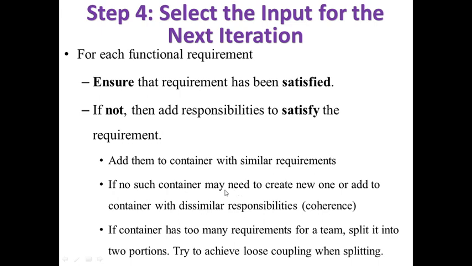Okay. Next, select the input of the next iteration. For each functional requirement, you have to ensure that the requirement has been satisfied. If the requirement is not satisfied, satisfy the requirement. How can you satisfy the requirements? Either you can add it to a container with similar responsibilities, or, if no such container exists, you can create a new one with dissimilar responsibilities. And if a container has too many requirements for a team, it can be divided into 2 portions. For that, you can design the decoupling. Okay.